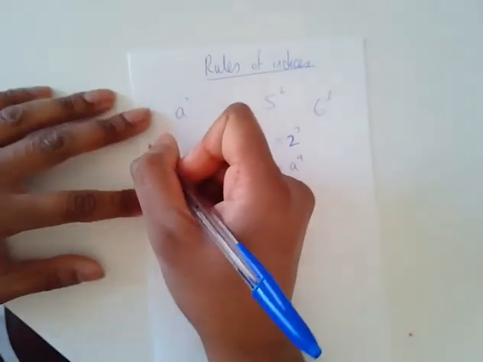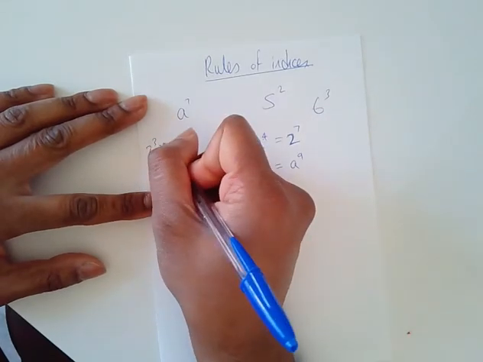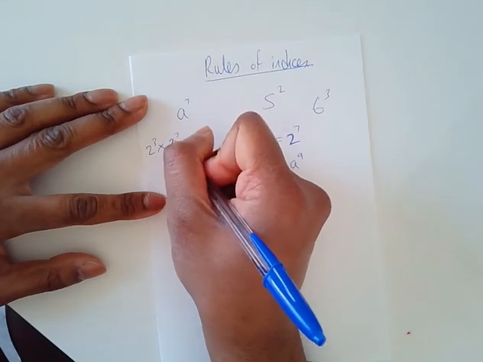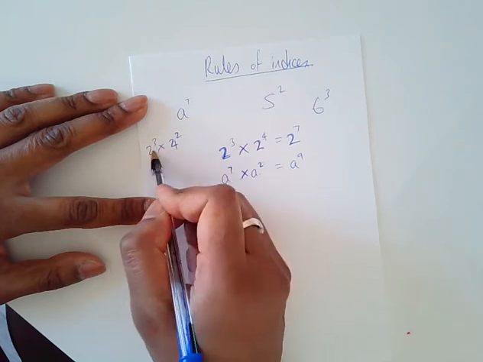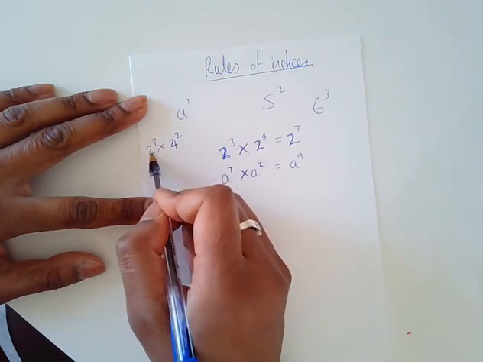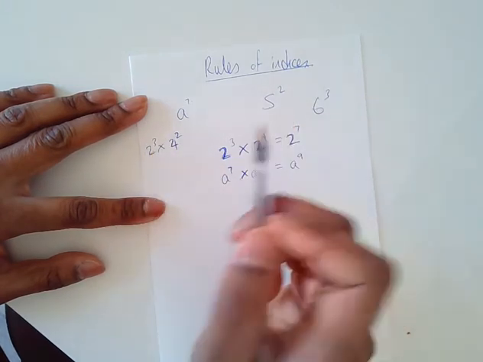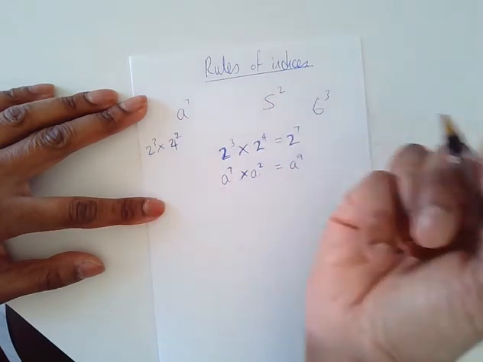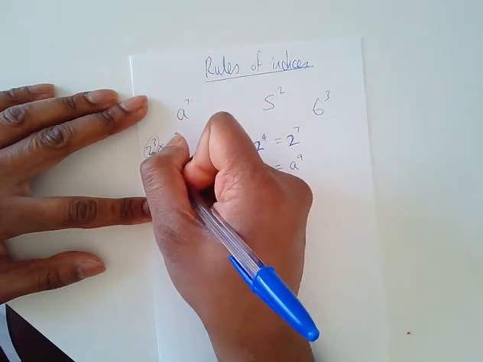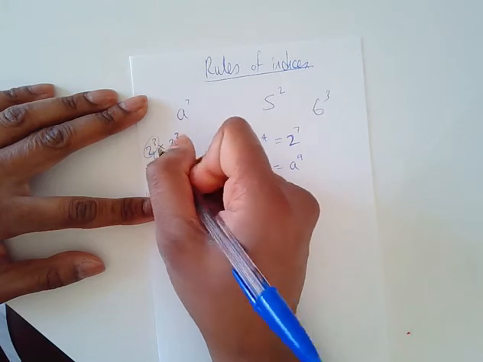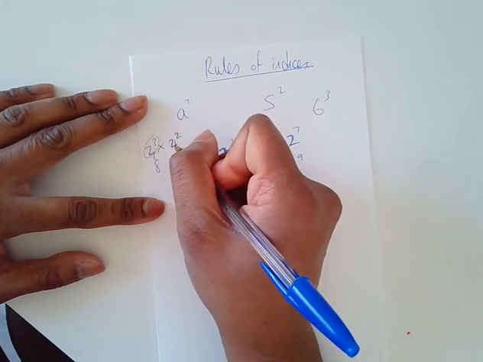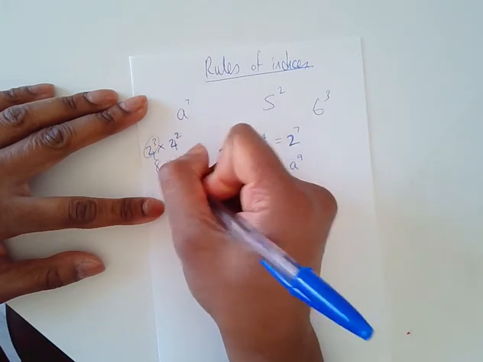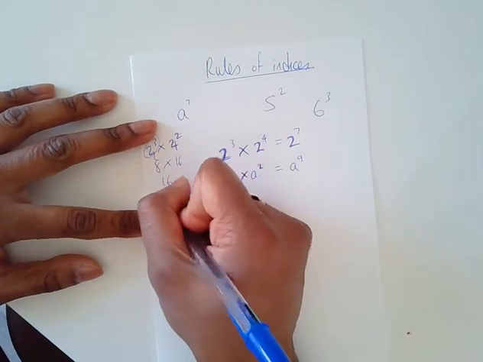If they're different, let's say you've got a situation like this. The bases are different, so you can't just pick one. In that case, all you can do is simply work it out. 2 to the power of 3 is 2 times 2 times 2, which is 8. 4 squared is 4 times 4, 16. So all you can do is work out 16 times 8.